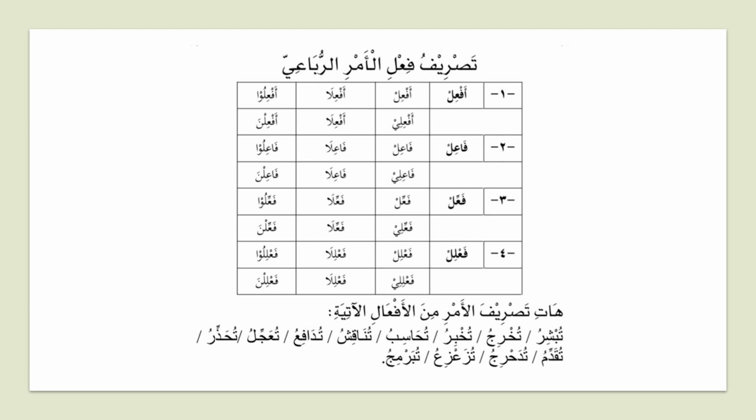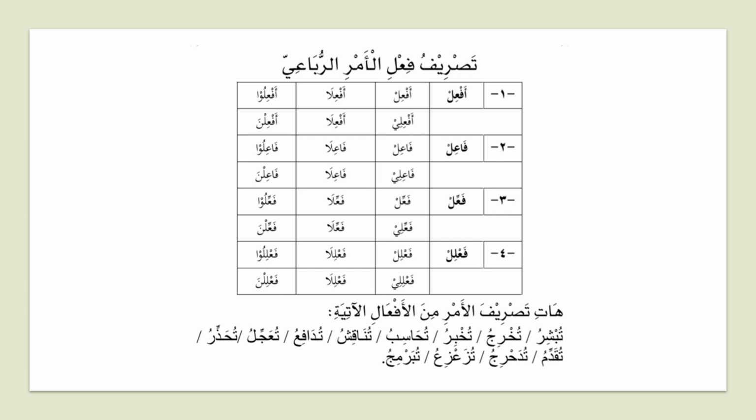Second person. How many pronouns are there for second person? Each has 3. 3 masculine, 3 feminine. And what were they? The detached pronouns. Anta, antuma, antum, anti, antuma, antunna. Those are the ones that we're going to command in this case.